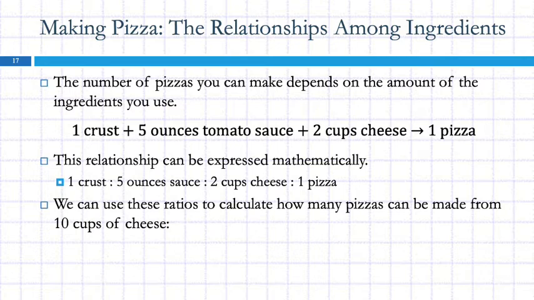So we could look at a recipe as being a lot like a chemical equation. We're looking at the reactants, the ingredients, and what is formed or produced. So 1 crust, 5 ounces of tomato sauce, and 2 cups of cheese will give you 1 basic cheese pizza, right? And we can look at this as mathematical ratios. There's 1 crust for every 5 ounces of sauce, for every 2 cups of cheese, for every 1 pizza.